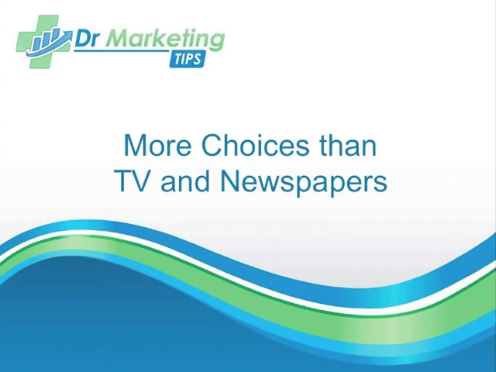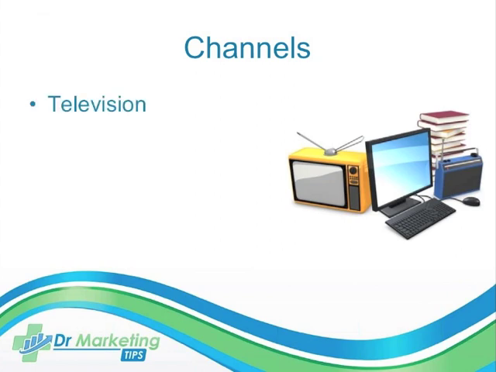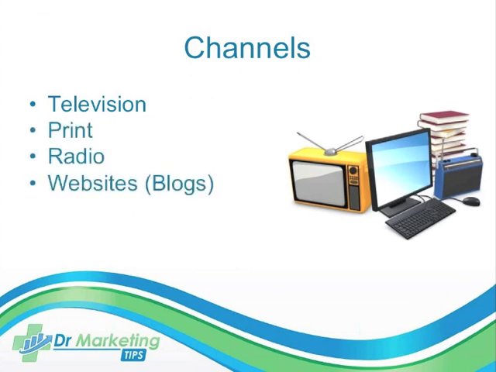So today there are definitely more choices than just TV and newspapers. So let's talk about some of those channels real quick. Obviously, we've got your local news and your cable channels. We've got print, we've got radio, we've got websites and blogs and social media and all kinds of things. I think on my phone, actually, I have like 4 news apps. I don't know why, but there's just a plethora of sources to get your news and your information from.